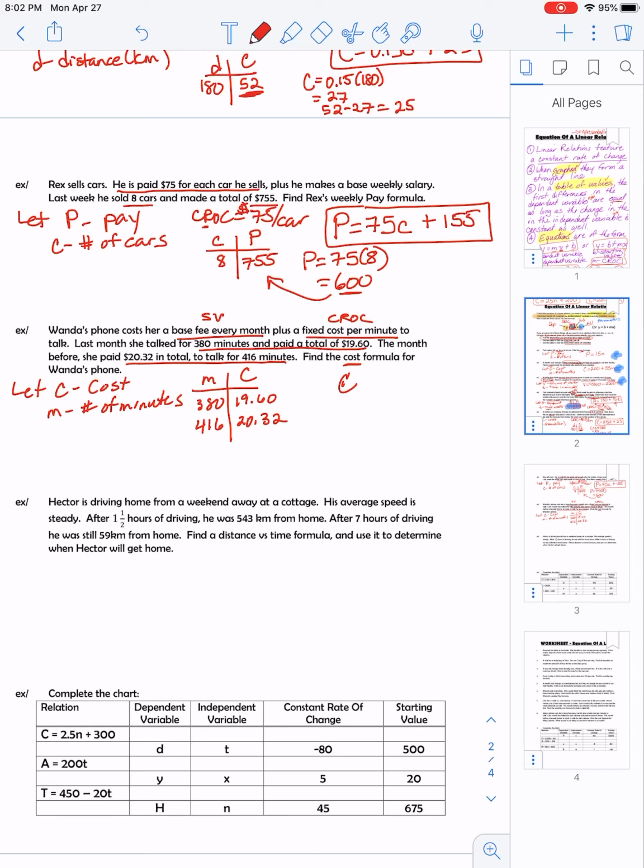So the cost equals, I don't know the starting value and I don't know the rate of change. But I do have two values in this table of values, so I can do the first differences. So $20.32 minus $19.60. It looks like it's 72 cents here. And then 416 minutes minus 380 minutes. That's a total of 36 minutes.